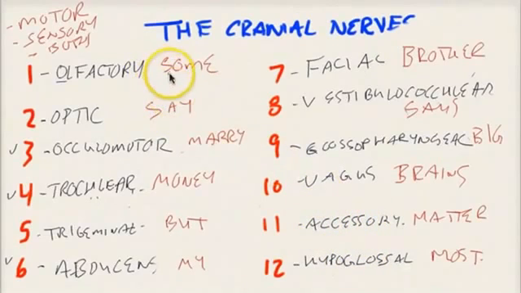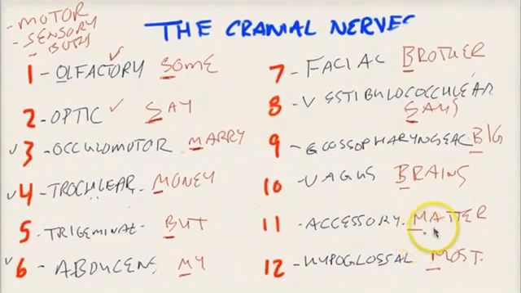Now, what this means is the first letter corresponds to whether they are sensory, motor, or both. So olfactory is purely sensory. The optic is sensory, because this detects smells, this detects vision. Okay, oculomotor is motor. Trochlear is motor. Trigeminal is both. Abducens is motor. The facial is both. Vestibulocochlear is sensory. The glossopharyngeal is both. The vagus is both. The accessory is motor. And the hypoglossal is motor.